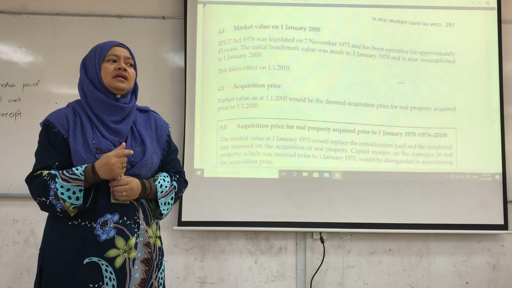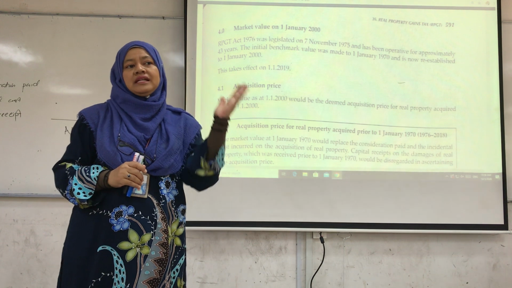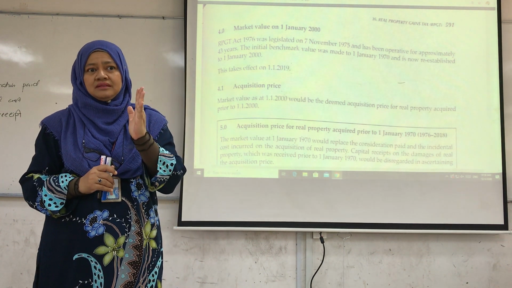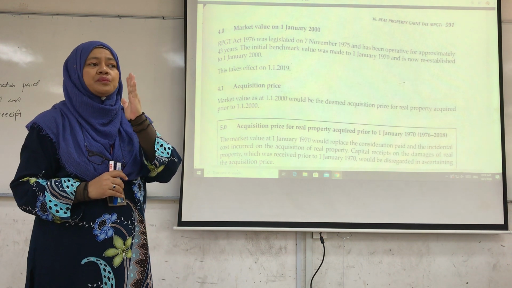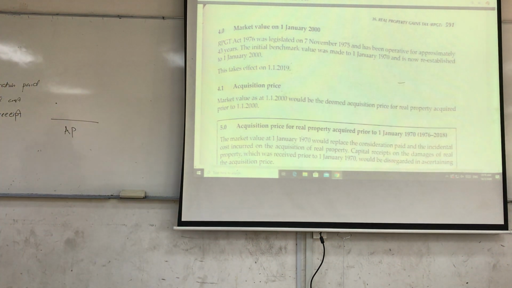So that would be the acquisition price of the house. You may have purchased the house in 1998, but the market value would be for 2000. The acquisition price of the house would be the market value as at 1st January 2000. Is it better or not?